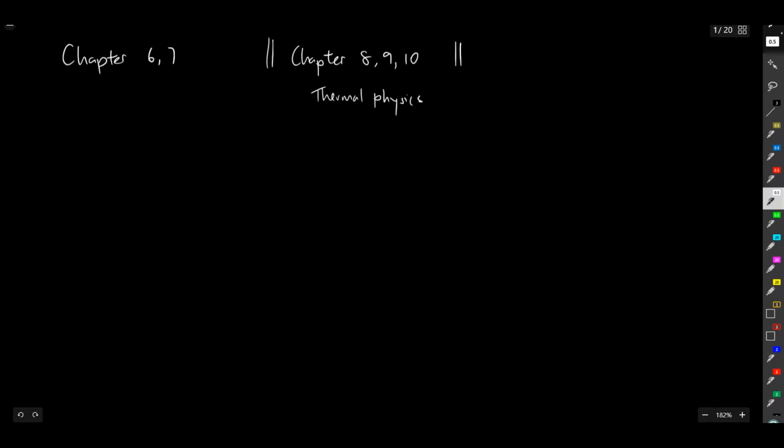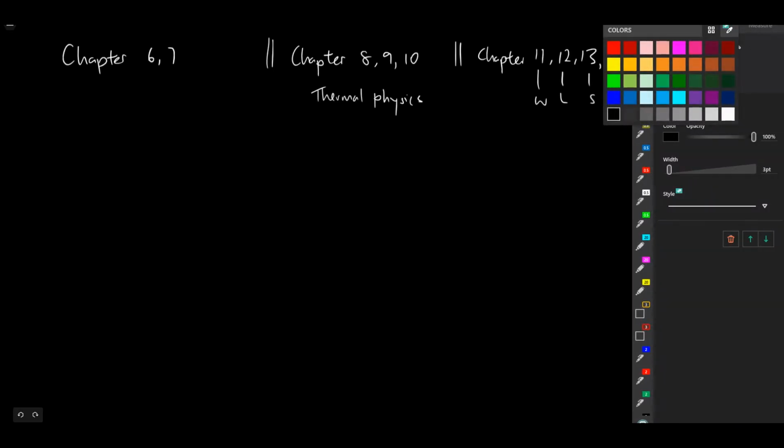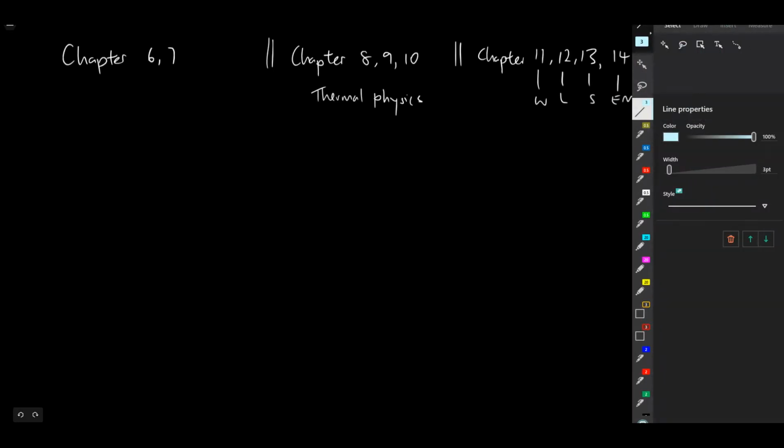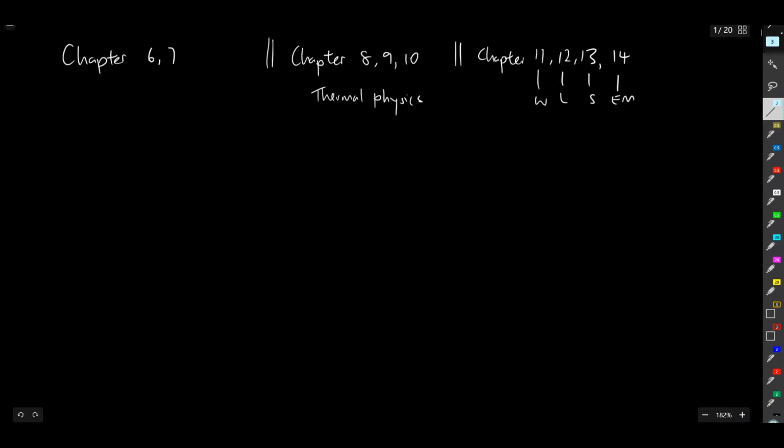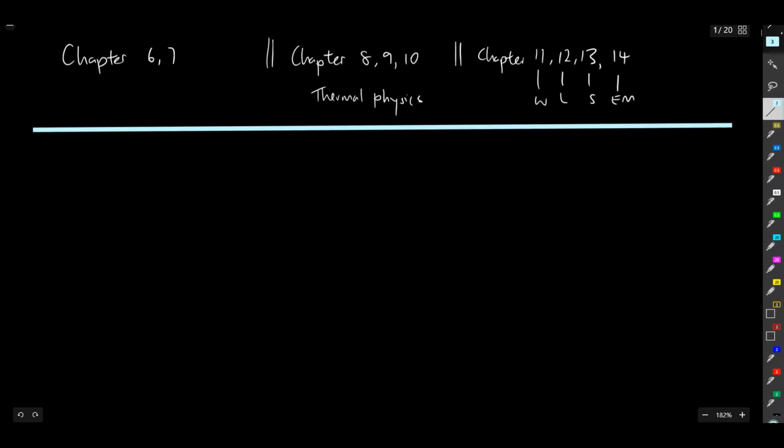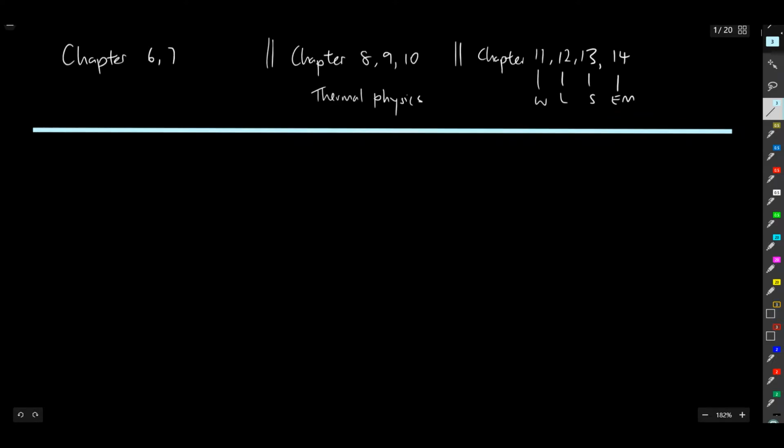And then after this, we go into chapters 11, 12, 13, and 14, which is your wave, light, sound, and EM wave. Okay? And then if we have time, we can go into the last part, which is electricity, right? Since we just finished the whole chapters on electricity, you all will be able to remember most of it. Okay, so I want to do this revision first.